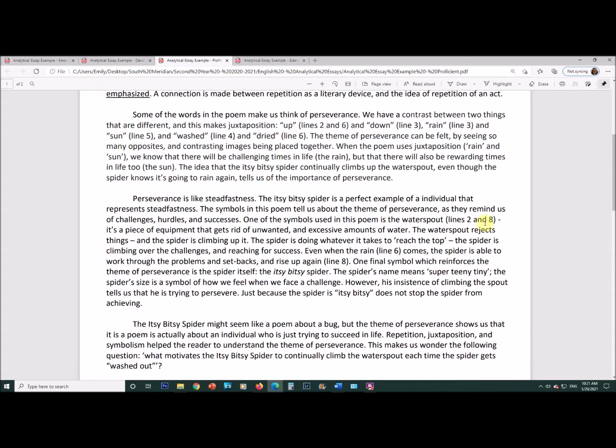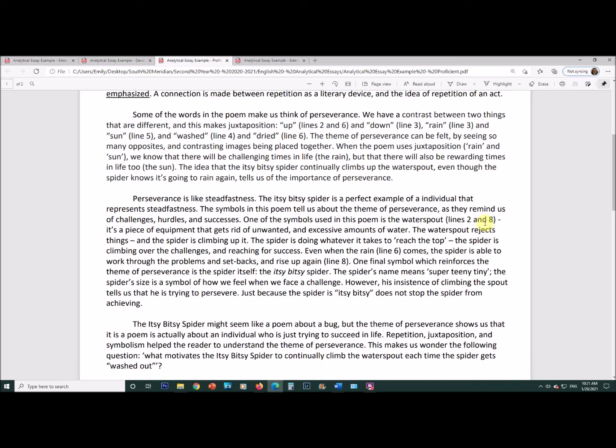Some of the words in the poem make us think of perseverance. We have a contrast between two things that are different, and this makes juxtaposition. Up, lines 2 and 6, and down, line 3. Rain, line 3, and sun, line 5. And washed, line 4, and dried, line 6. The theme of perseverance can be felt by seeing so many opposites and contrasting images being placed together. When the poem uses juxtaposition, rain and sun, we know that there will be challenging times in life, the rain, but that there will also be rewarding times in life too, the sun.